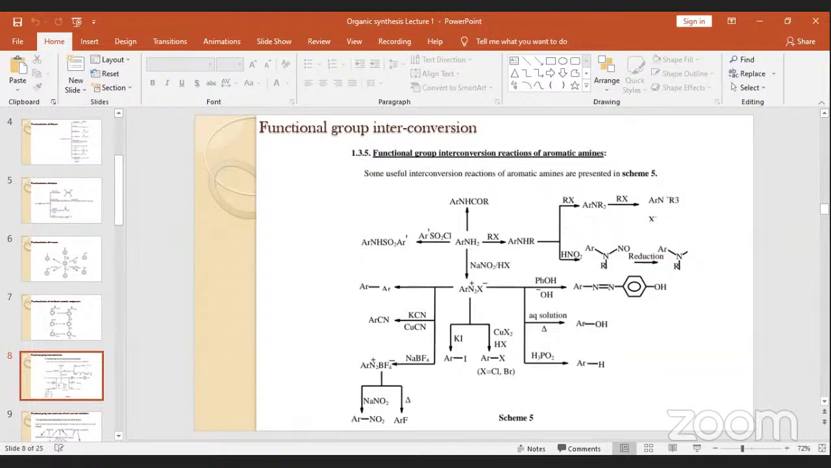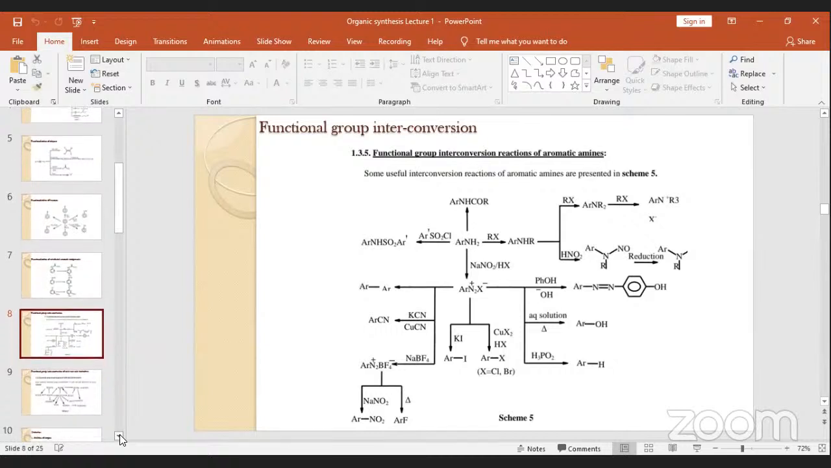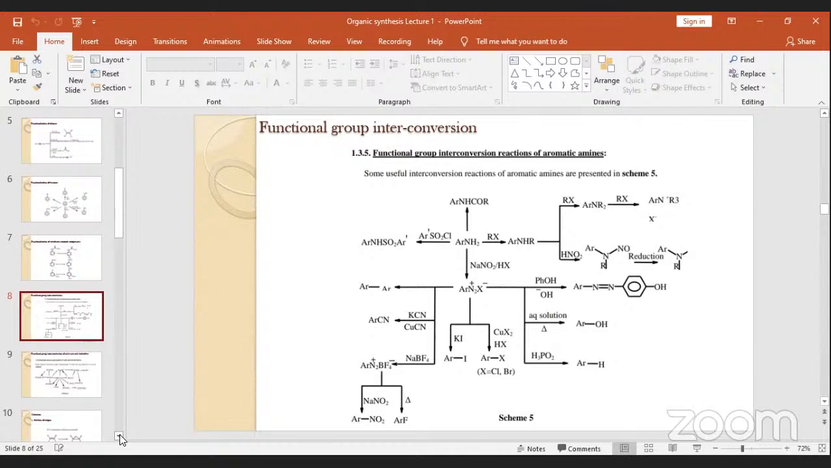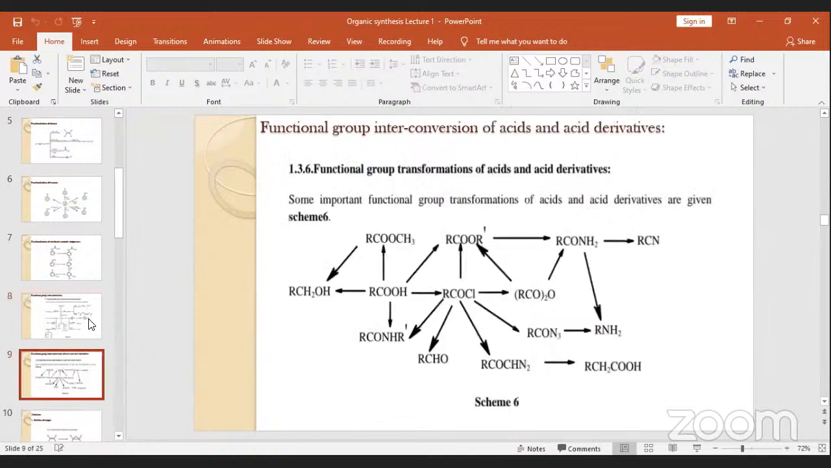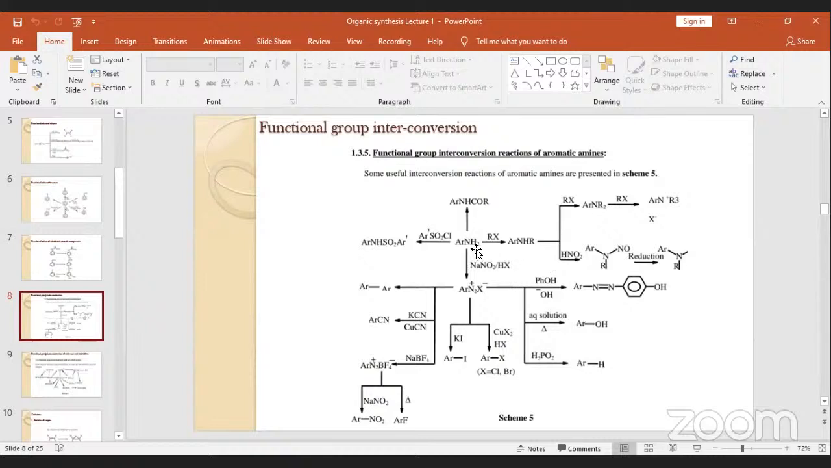And any synthesis, big or small, whether you are doing a very big natural product synthesis or a simple drug molecule, at least a few of the syntheses involve this aniline, amino group or diazo group as intermediates, or even nitrile or halogen or OH. So that is the importance of functional group interconversion reaction. So I have just shown you here functional group interconversion of the amino group.